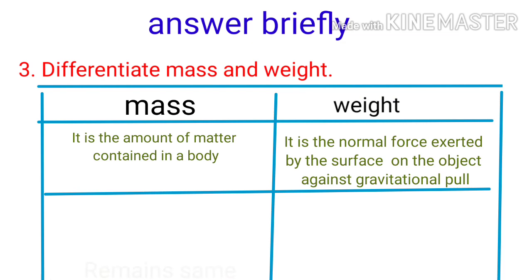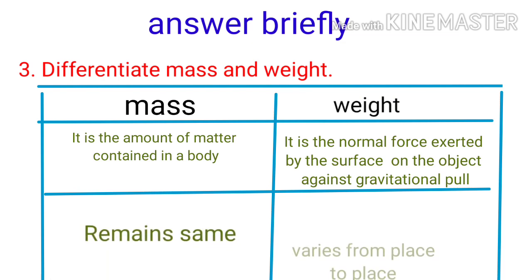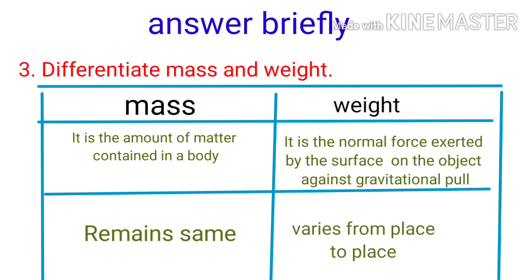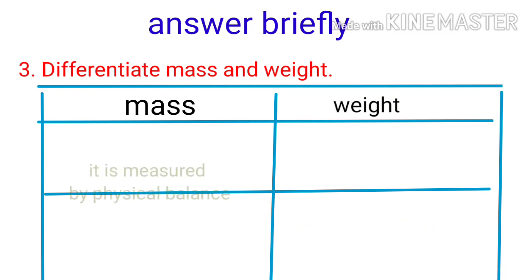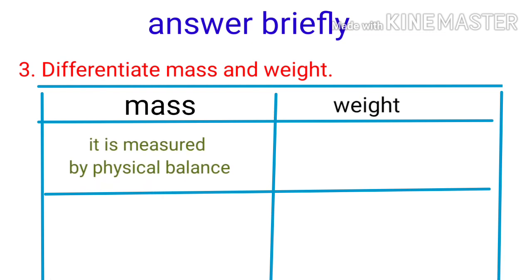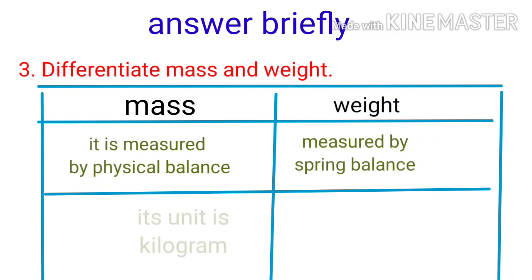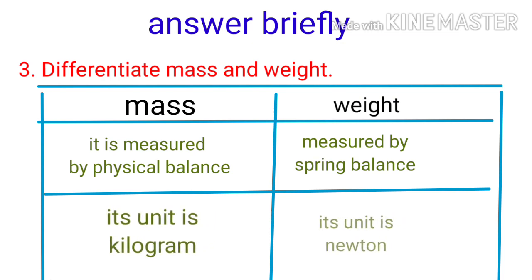Fourth point, mass remains the same. Weight varies from place to place. Fifth point, mass is measured using physical balance. Weight is measured using spring balance. Sixth point, mass unit is kilogram, weight unit is newton.